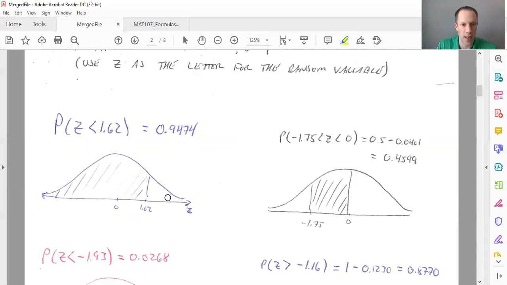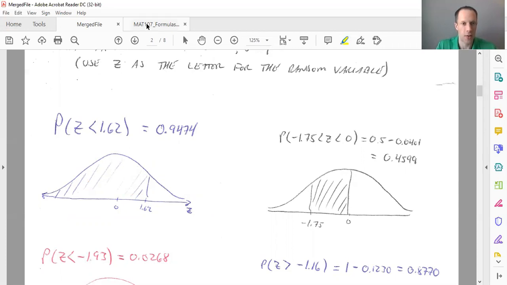Well, I'm going to draw my standard normal curve here. I've got 0, which is the mean, right in the center. I've got 1.62 marked in roughly the right place on the right side of the number line there. And since the question says, what's the probability that z is less than 1.62? I'm shading all of this area to the left of 1.62. Less than means left. So when you have the probability that z is less than this number, you shade to the left. Now we have to figure out how much area has been shaded here.